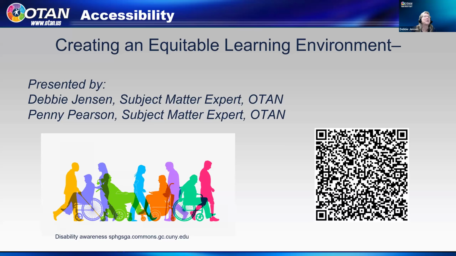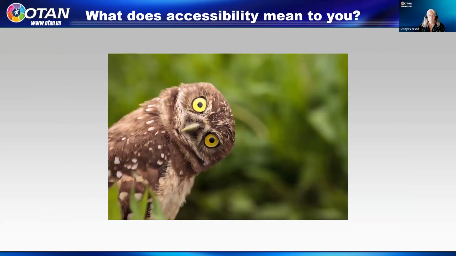I'm glad to see that you are writing your name and where you're from in the chat. Please continue doing that so we can kind of know what everybody's doing and where they're from. I appreciate that. So from the title, creating an equitable learning environment, I have a question for you. When you hear this thing about accessibility, in the chat just give me a 1, 2, 3 word response about what happens to your brain when you hear accessibility. What does that mean to you?